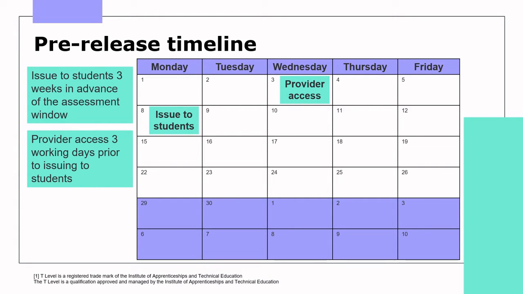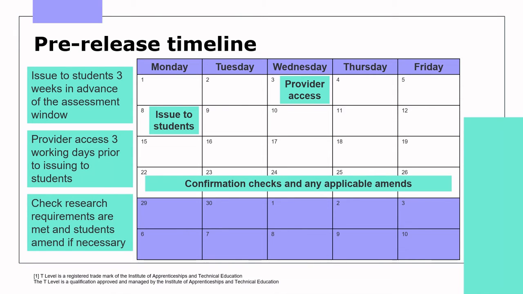As the provider, you'll receive the information 3 working days prior to this, to allow for confirmation checks and organizing for student distribution. Students should spend the next 2 weeks preparing their research based on the pre-release information. And there's no time limit, so students can dedicate as much time to their research during those 2 weeks as they'd like. The 3rd week is when the student's research is checked by the tutor to ensure it meets the necessary requirements, with students making any changes as necessary.